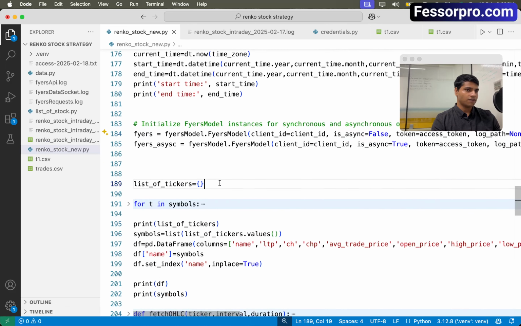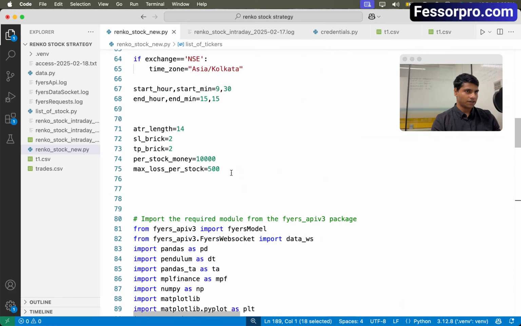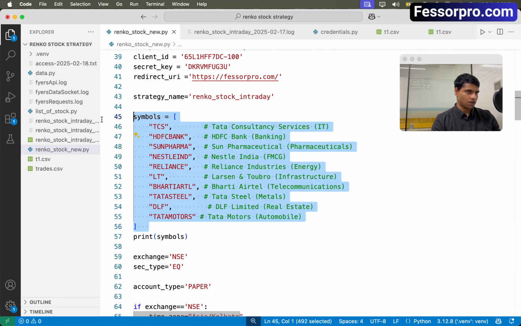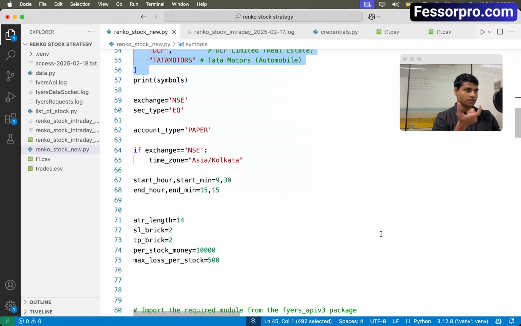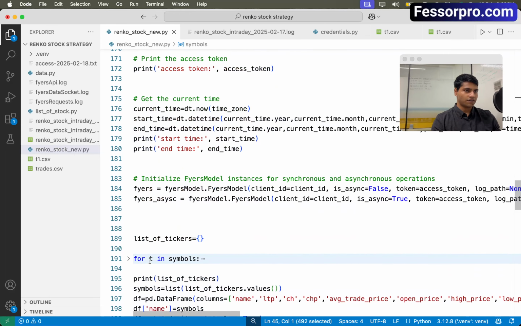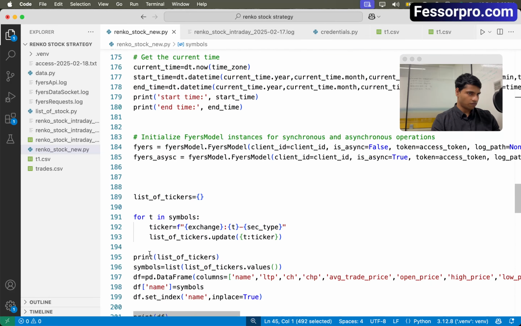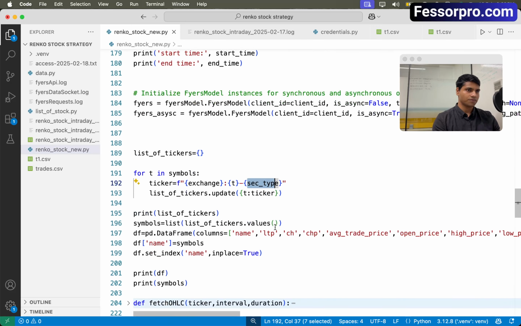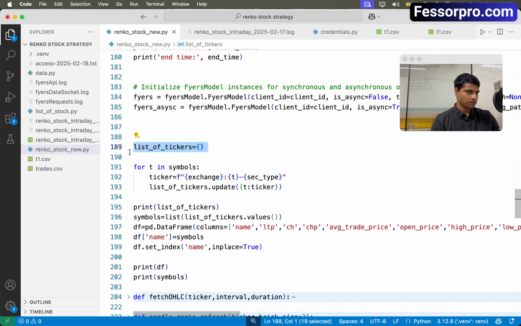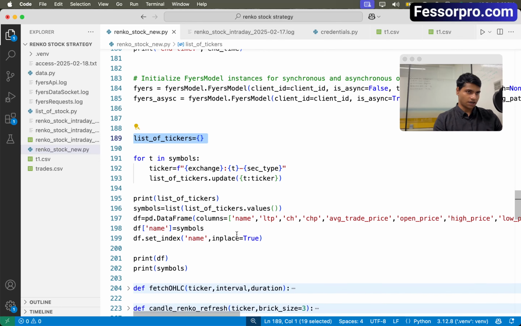Then I have created a variable list of tickers. So right now I have 10 tickers, but these are just the stock names. I need to create a string which is supported by the broker. So I have written a for loop which will go through the list of all the symbols and it will create a ticker name like this. So as you know, in Fyers, whenever you create any stock ticker name, it should include the exchange, then colon, the stock name, then dash the series type, which is EQ, that is equity. So this is how I'm creating the list of tickers, which we will be using in our strategy.